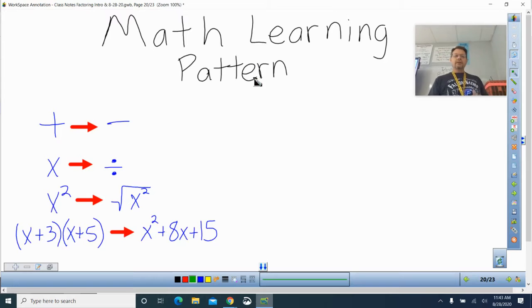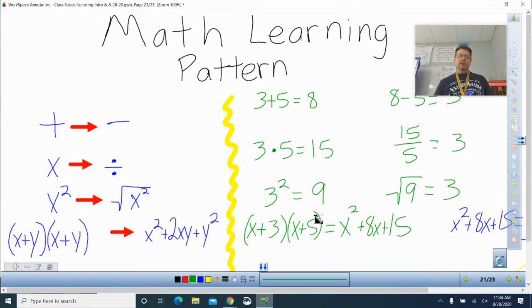Math learning pattern. Okay. So you see that first grade handwriting there? Well, way back in first grade, which is still the kind of handwriting I have now, you learned addition and then you went to subtraction, multiplication, then division. Moved on up to squaring and then square root. And you kind of get the idea. What did we do? It's a reversing kind of thing. It's all this reversal thinking. And then we have this foiling to get you over here and then back over here for factoring. All of this is a reversal kind of thinking.